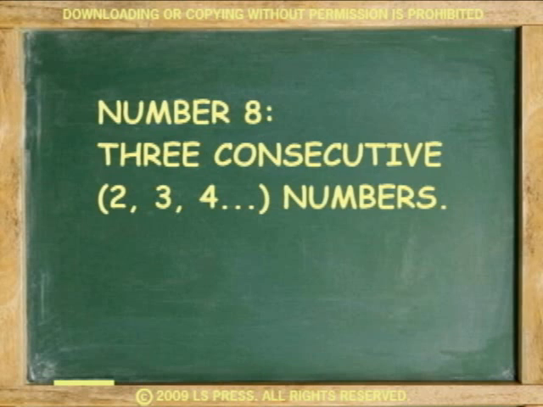Number 8. 3 consecutive numbers. Consecutive means following one after another without interruption, like in 2, 3, 4, 5. If we call the first number, the one we don't know, x, then the number that follows must be one more, or x plus 1, and the next number, x plus 2. The answer is then x, x plus 1, x plus 2.